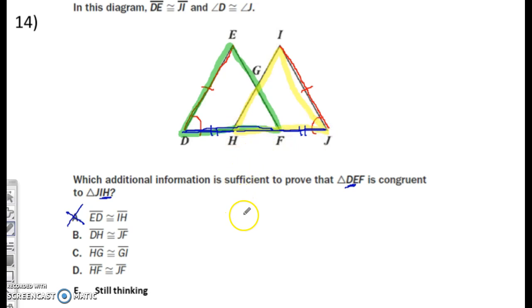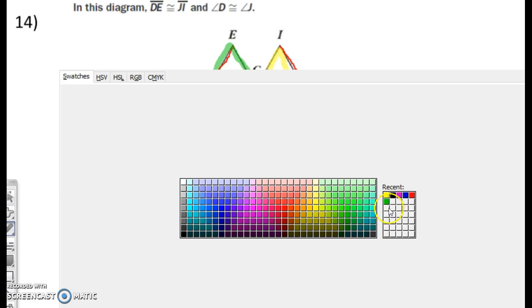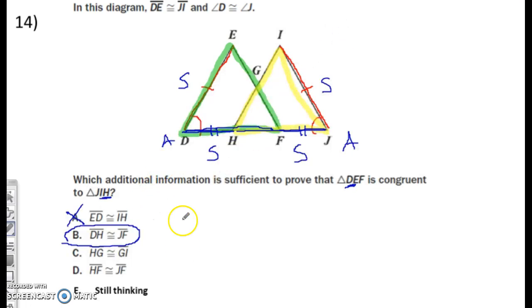So even though that's kind of an interesting way of writing that, that would give us side, angle, side on each triangle, which would prove that the triangles are congruent. So I'm thinking that's going to be our answer, but let's just double check the other ones just to make sure I'm not totally off base here, because I do make mistakes sometimes.